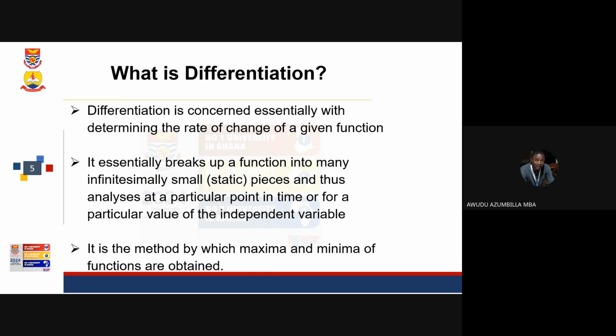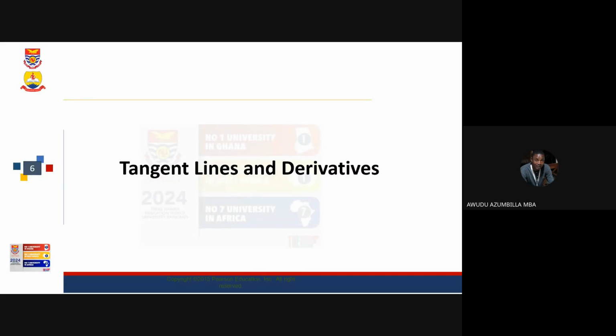So we use them in application in so many fields. We can use it to study the changes in our dependent variable when our independent variable also changes. We can also use differentiation to determine whether your function is maximum or minimum. Now, the next thing we are going to look at is the tangent lines and derivatives.